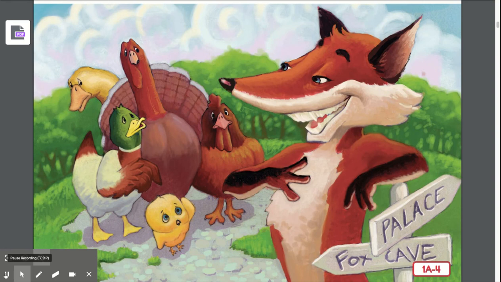Does Foxy Loxy believe the sky is falling? Did you say no? Foxy Loxy does not believe the sky is falling, but he pretends he does in order to trick the other animals. What kind of animal is Foxy Loxy? Did you say a fox? Foxy Loxy is a sly fox.